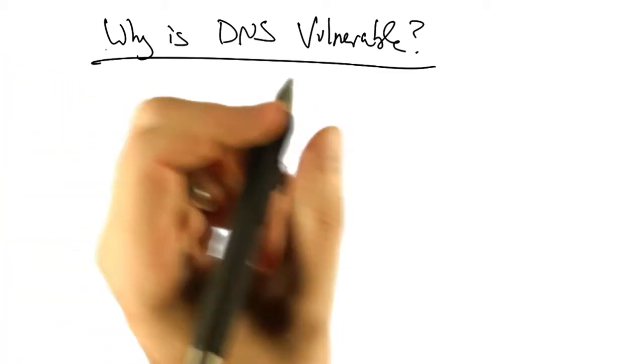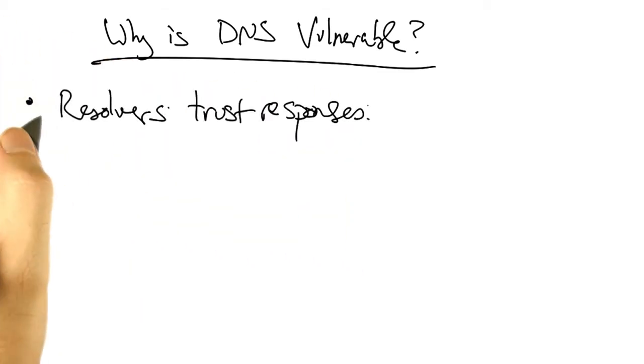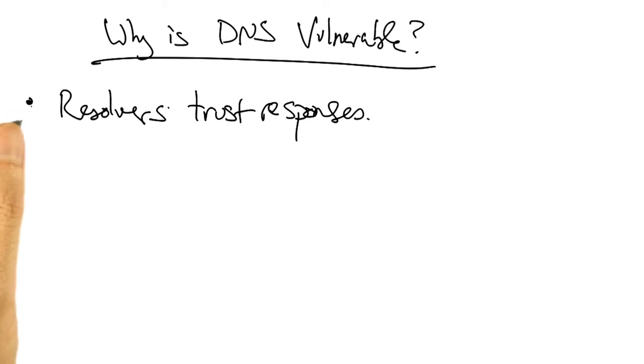So why is DNS vulnerable in the first place? The fundamental reason is that the resolvers that issue the DNS query trust the responses that are received after they send out a query, regardless of where that response comes from. So sometimes these responses can be forged.